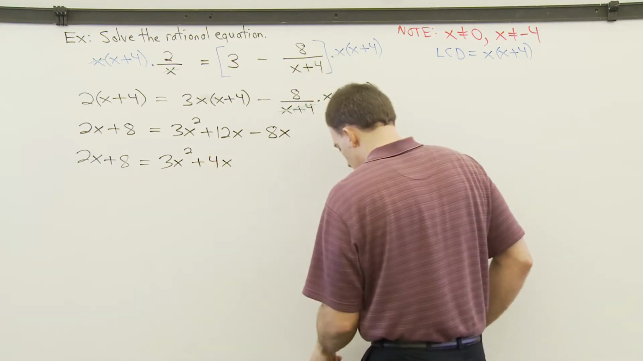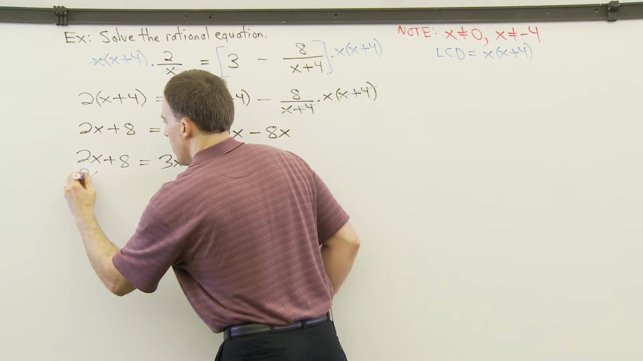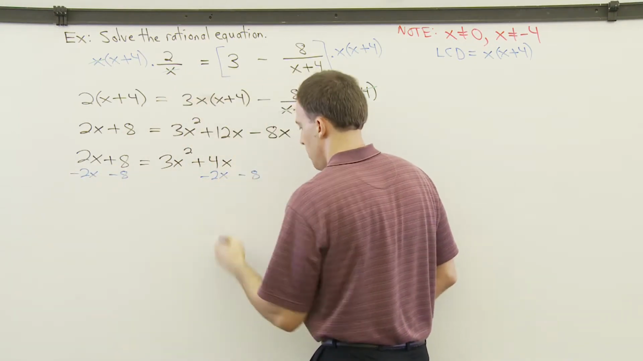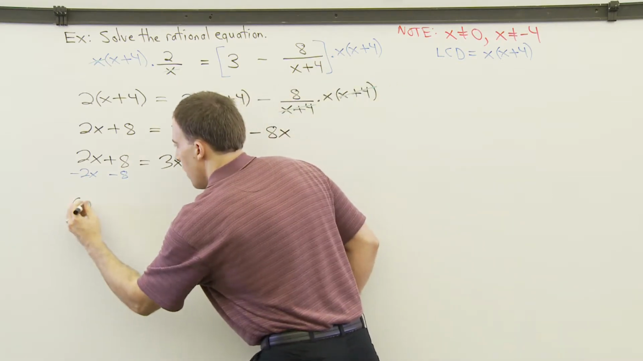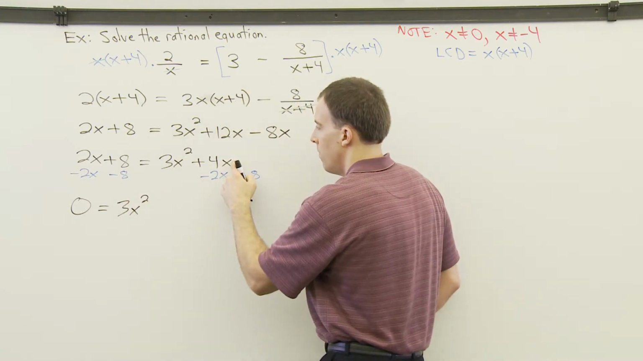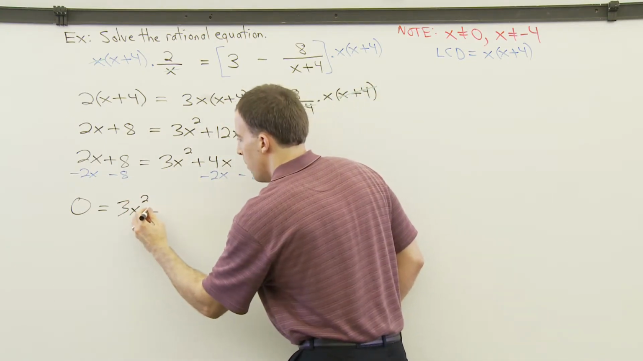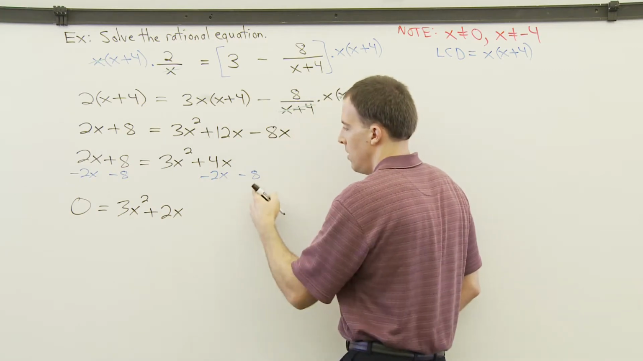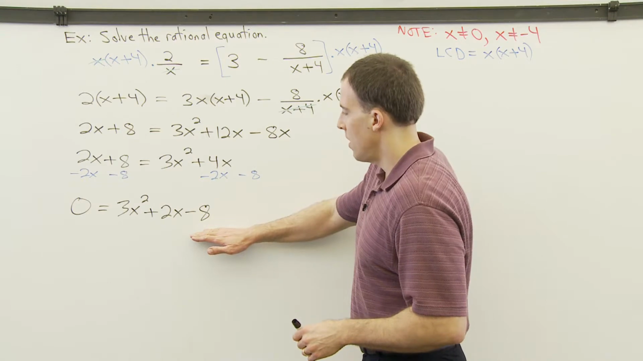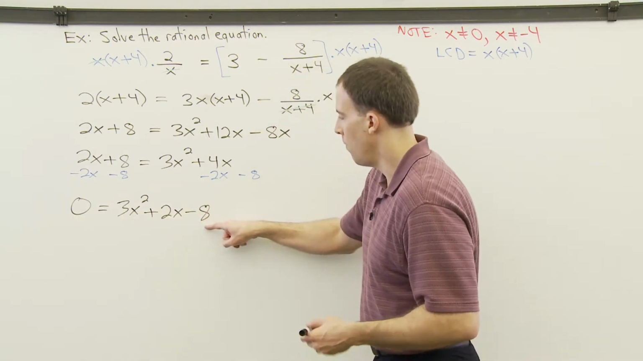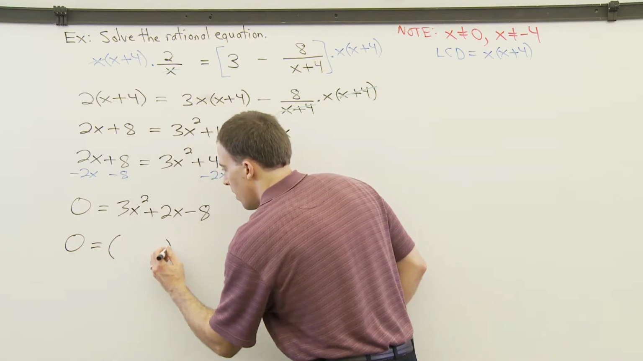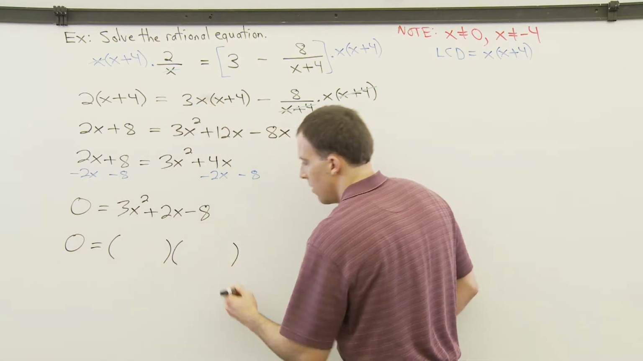Let's get everything to the right side by subtracting 2x from both sides, and then also by subtracting 8 from both sides. So we've got 0 on the left, and on the right side we've got 3x squared, 4x, and a negative 2x adds up to a positive 2x, and then a minus 8. So we've got a trinomial here, set equal to 0. The trinomial hopefully can factor, and then once we factor it, we'll set each factor equal to 0. So I'm going to break open 2 sets of parentheses to prepare to factor our trinomial.